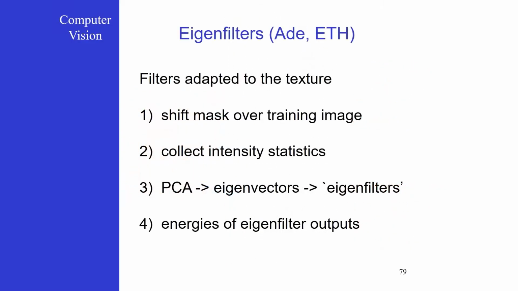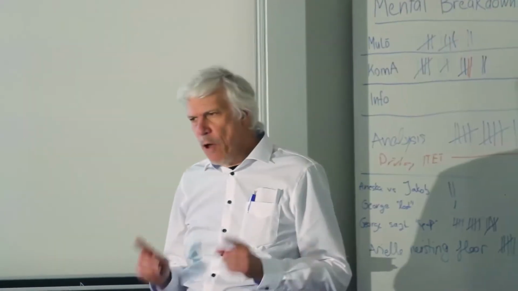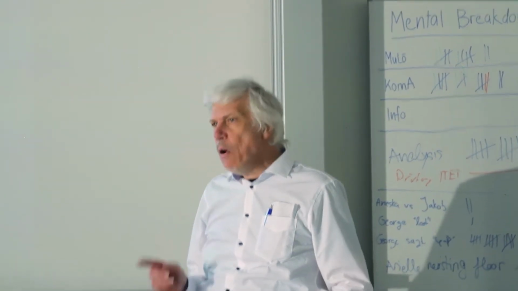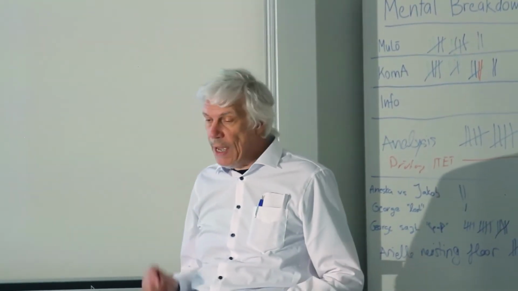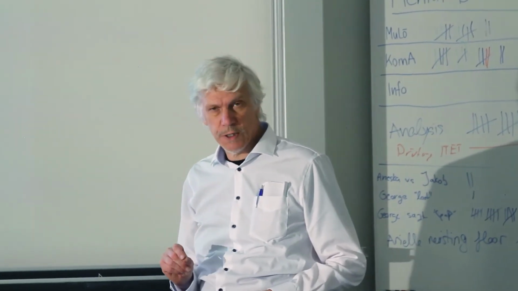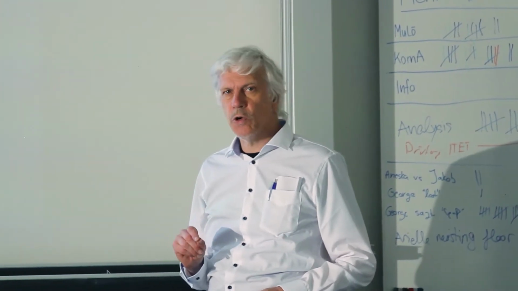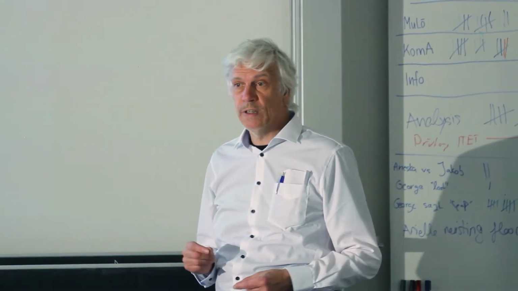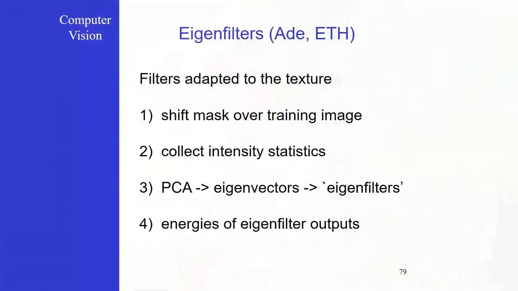Okay, so far we saw Laws filters and Gabor filters. And in both cases, the filters were fixed, predefined. Now we will see eigenfilters. And that is different, because now we will adapt the filters, convolution filters, to the texture, and also possibly to the imperfection that we want to detect in some inspection task. But mainly to the okay texture. By the way, this technique of eigenfilters was first introduced by Frank Ade here at ETH.